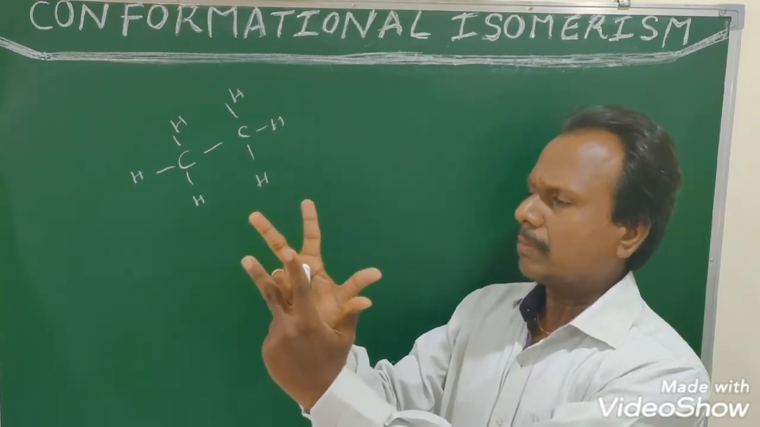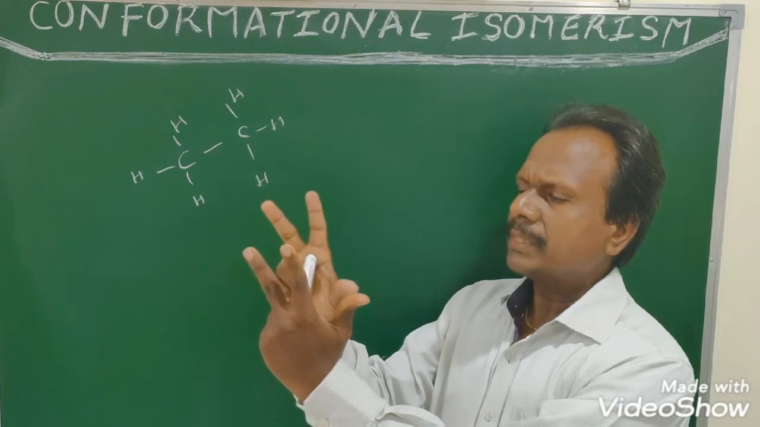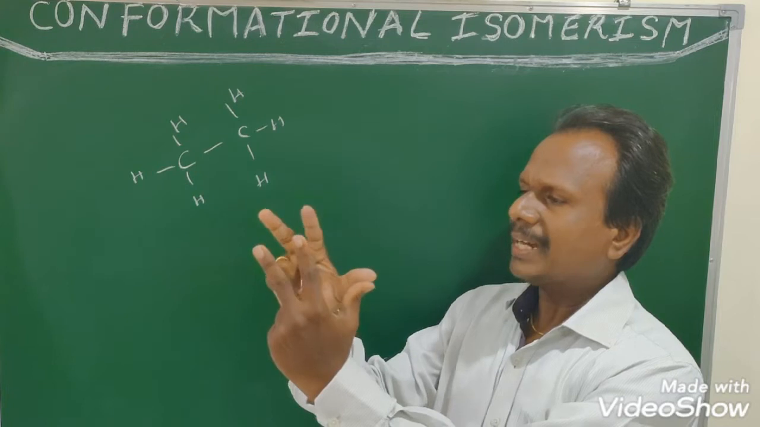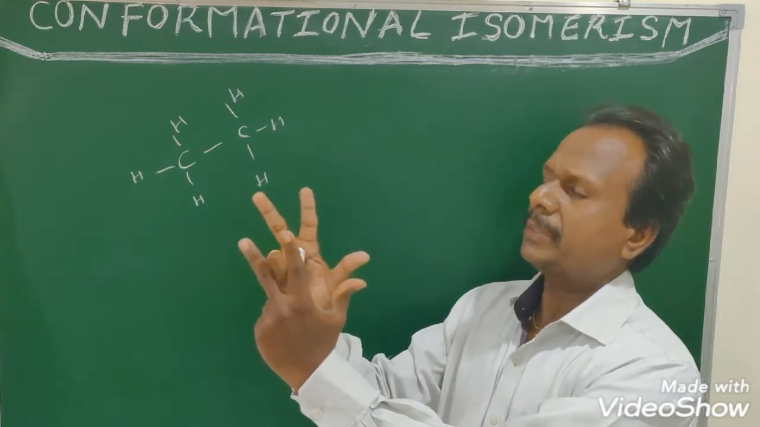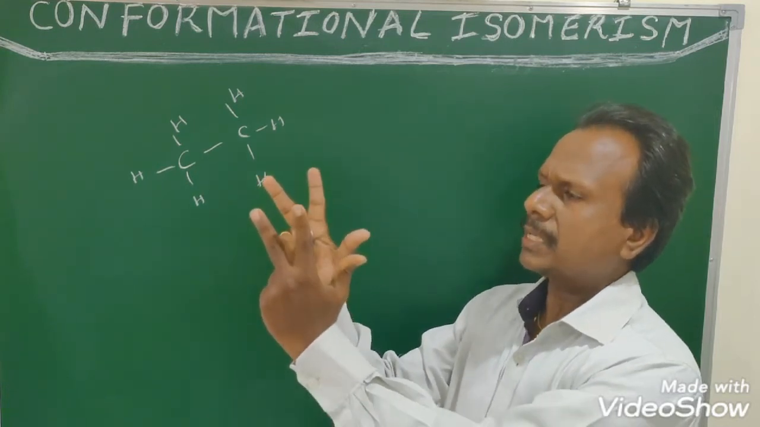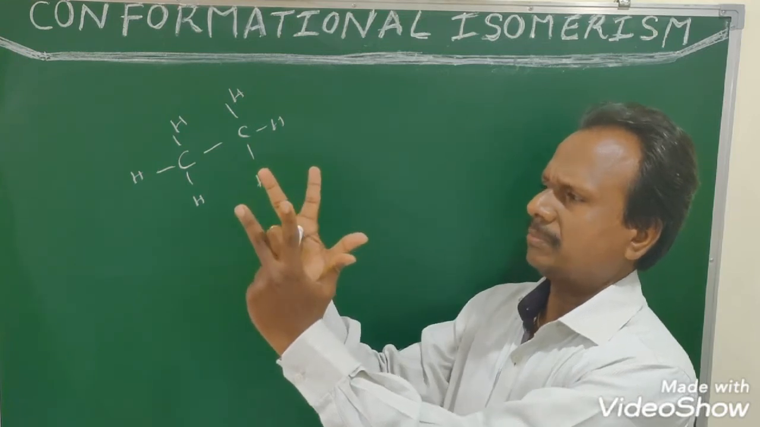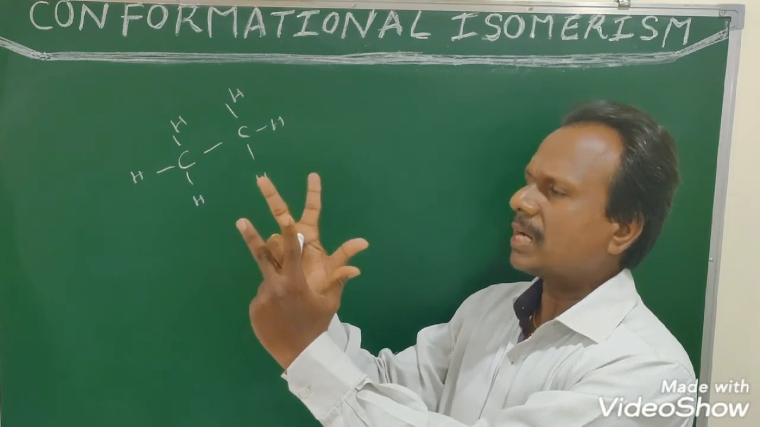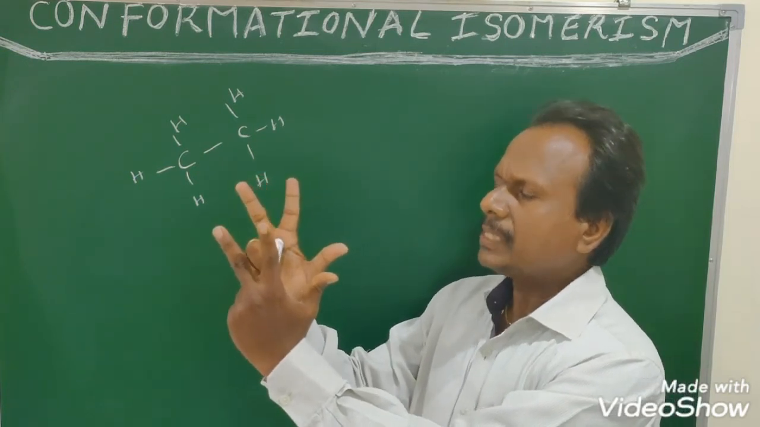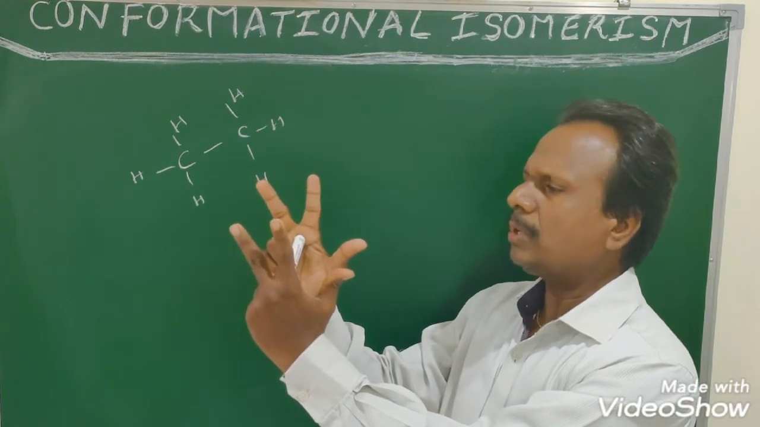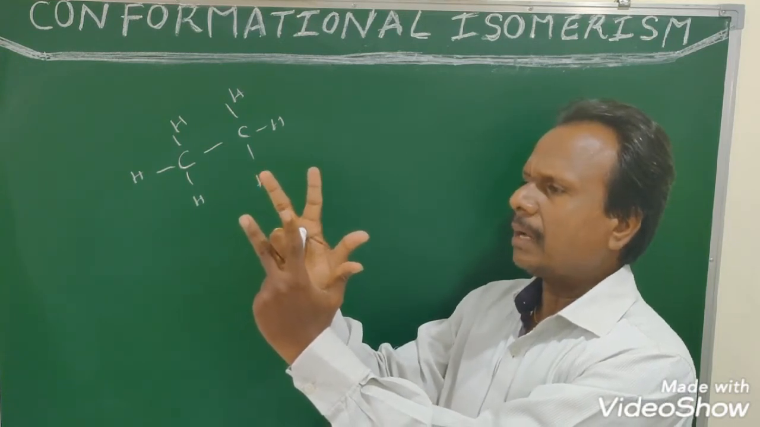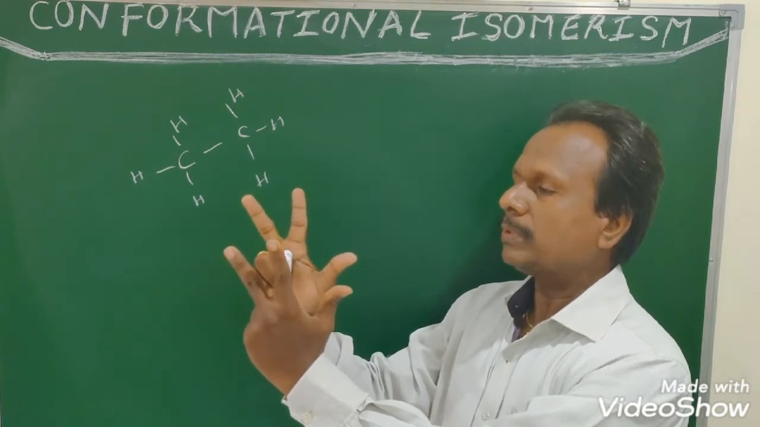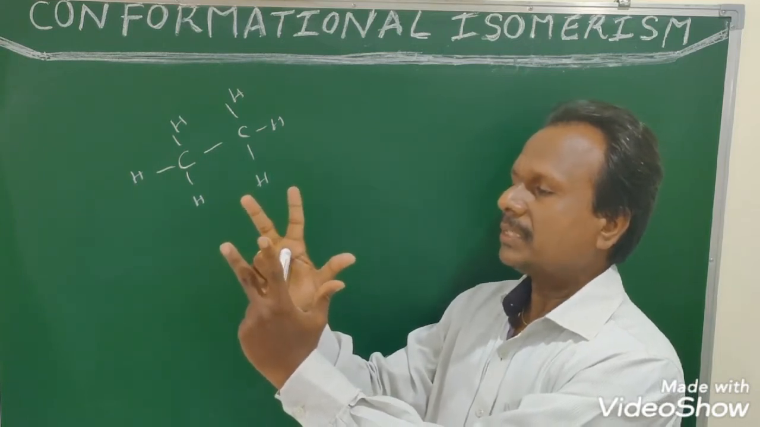In one ethane molecule, the 3 H atoms of the first carbon and the 3 H atoms of the second carbon are exactly behind each other. That means this H atom and this H atom occupy the same location. That means the dihedral angle is 0. The angle between the two H atoms is called the dihedral angle. In this ethane molecule, the dihedral angle of the H atoms is 0. But in that molecule, due to repulsion of H atoms, the molecule is unstable.